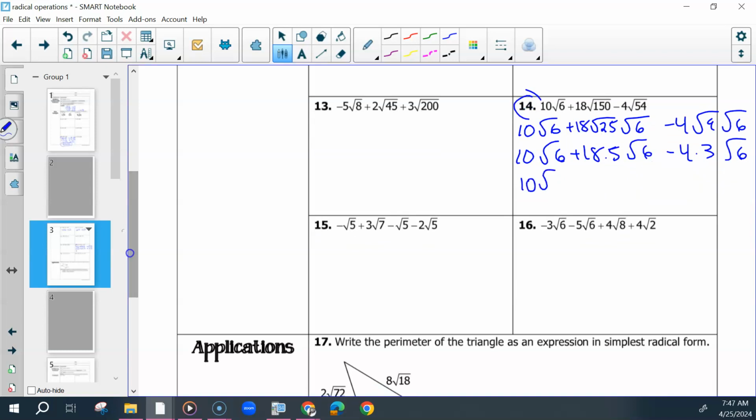We have 10 root 6 plus, what's 18 times 5? 90 root 6 minus 12 root 6. And then we're going to add 10 and 90, so 100, subtract 12. What would our final answer be?